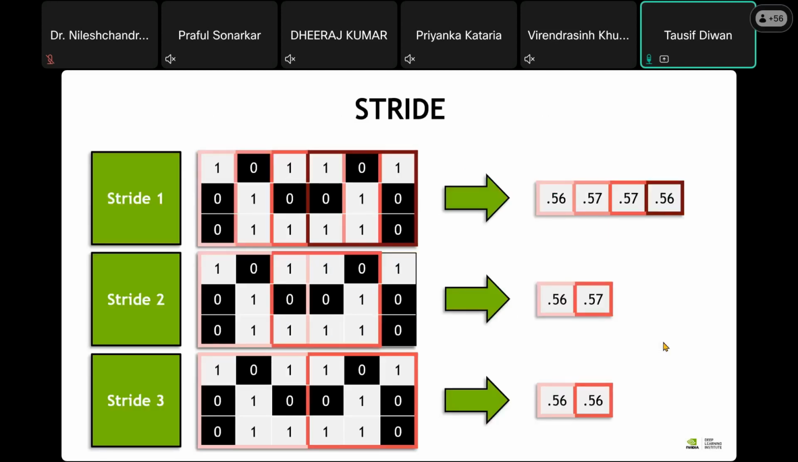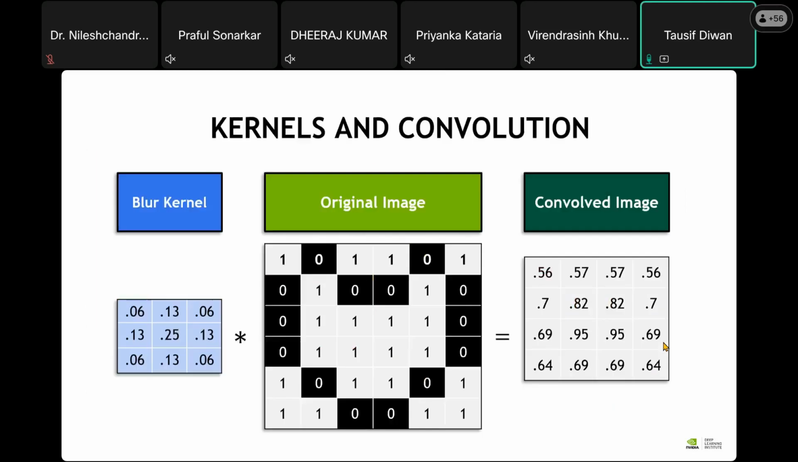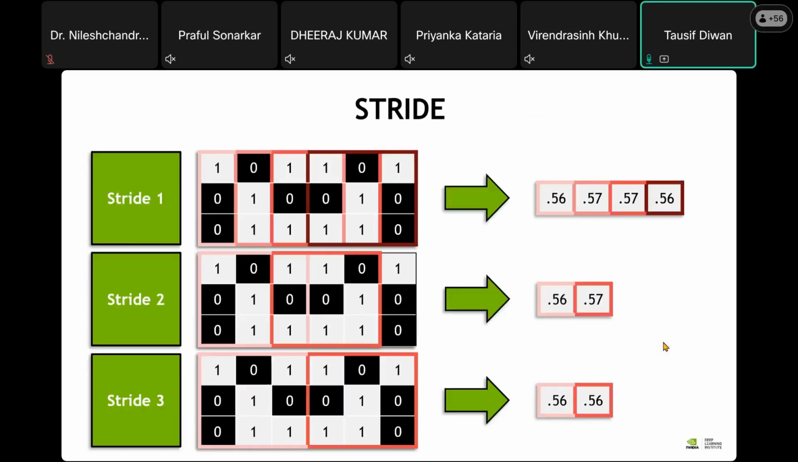Stride is the step by which the filter is revolving over the input. See here in this example, kernel is the same as filter. So the filter is shifted by one position. That's why stride is one. There is a possibility that it should shift by two. It should shift by three. Okay. So here we can see when it is shifted by one, then this is the generated feature map. When it is shifted by two, then this is the feature map. Then it is shifted by three. Then this feature map is generated.